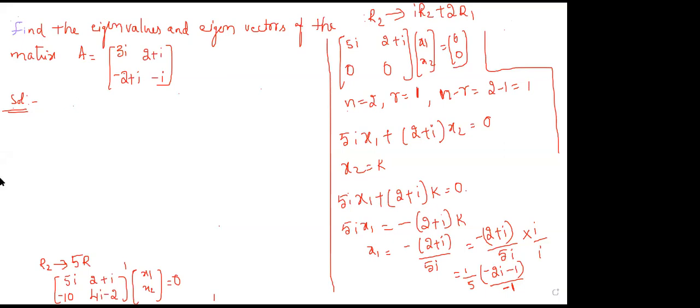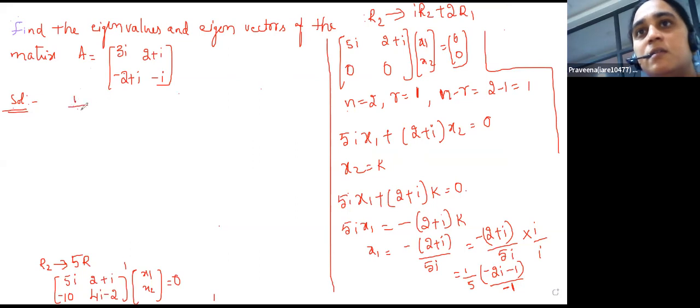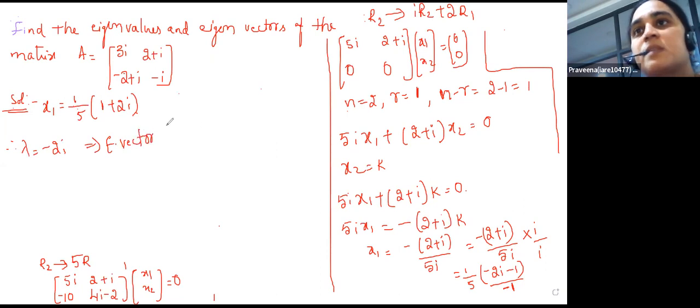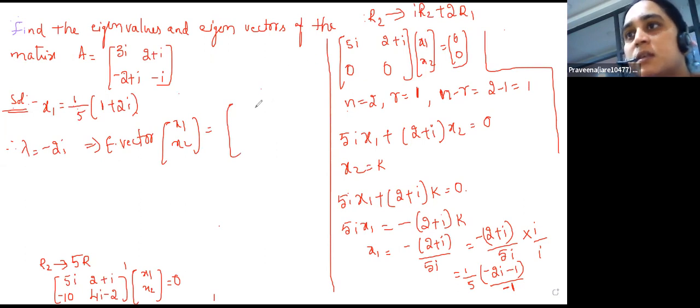Then 1 by 5 into 1 plus 2i. This is x1. Therefore if lambda is equal to minus 2i, for that case eigenvector x1, x2 is equal to what? x1 as 1 by 5 into 1 plus 2i k. Here there is k, always k.